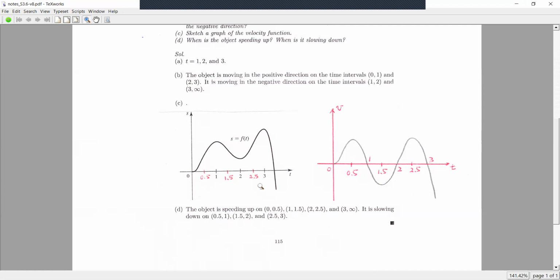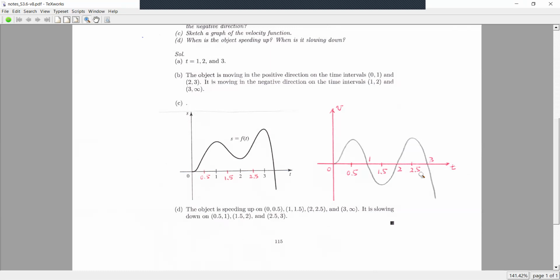The third piece is between 2 and 3. At 2 and at 3, tangent lines are horizontal. So slopes there are zeros. Between 2 and 3, the slope of the tangent line everywhere is positive. So the graph of slope is this curve. And suppose the largest slope appears at time 2.5.